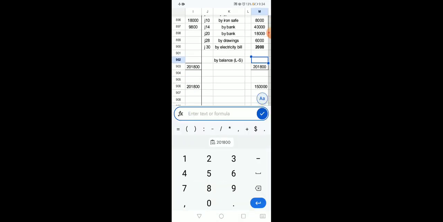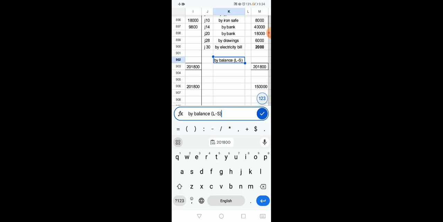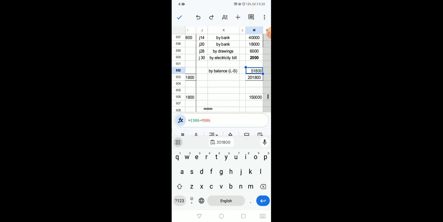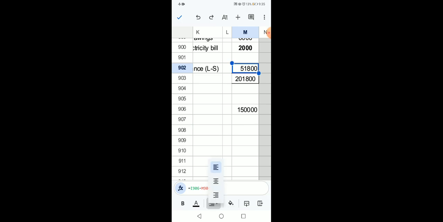Now we are going to calculate the balance. How would we calculate? We will subtract smaller total from the larger total. Larger total was 2 lakh and you will subtract smaller total which was 150,000. Here you have calculated your balance. It is called initial balance. Now when you add all of the amounts present including balance, the total will automatically be 2,18,000. This is the way we can calculate the balance.